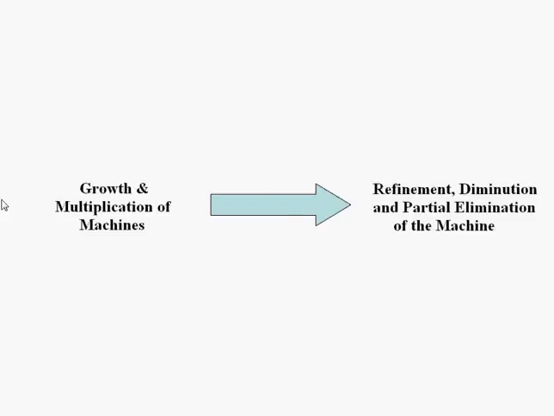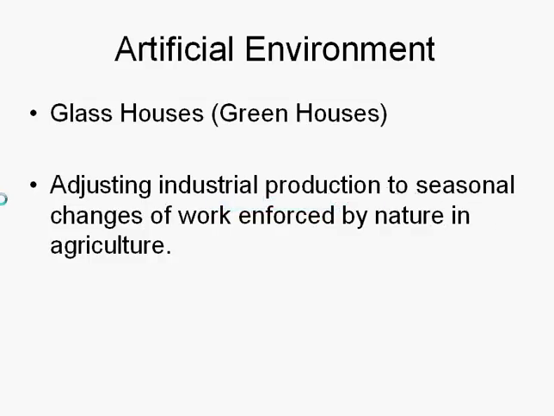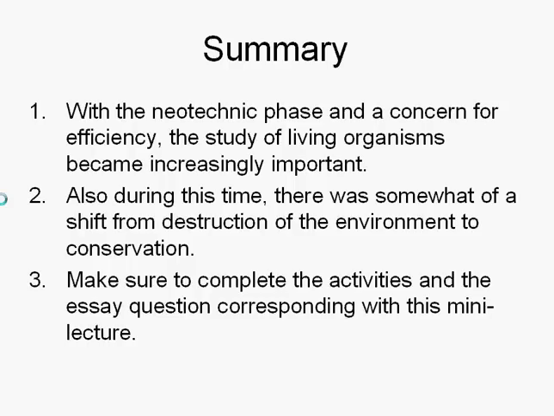All right, and then finally, artificial environment. Agriculture benefited by this idea of creating the environment needed to grow crops, for instance, through greenhouses. Also, in adjusting industrial production to seasonal changes of work enforced by nature and agriculture. So those are just some of the things in the Neotechnic phase with regard to conservation.